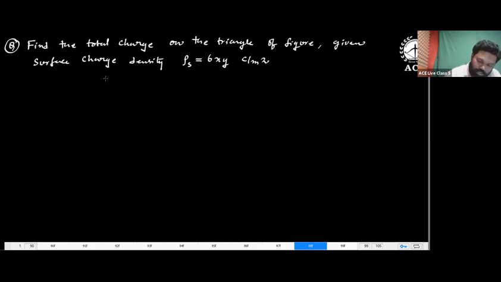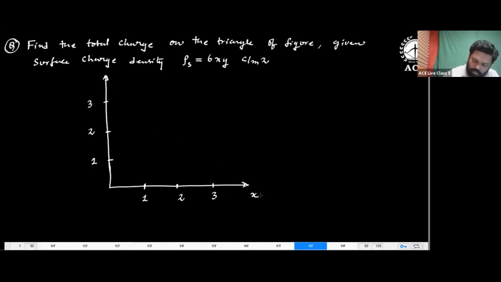So this is a part of the question, this diagram. This is the figure shown. Here it is 1, here it is 2, here it is 3, here it is 1, here it is 2, here it is 3, here it is x, here it is y. So you need to find out what is the charge on this one. Surface charge is given, you need to find out the total charge.